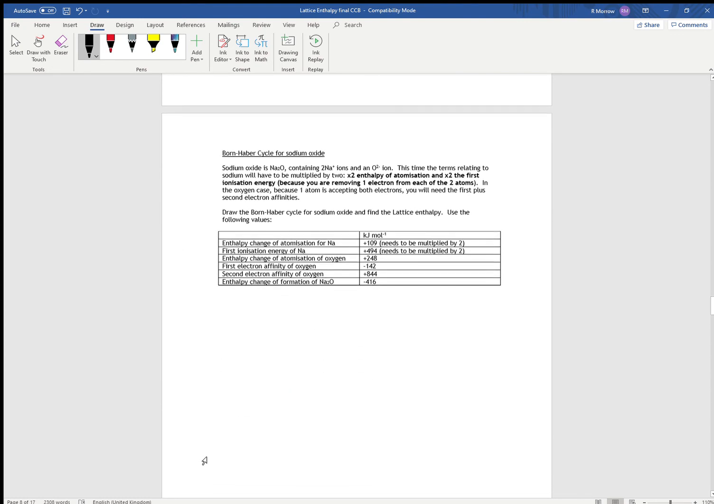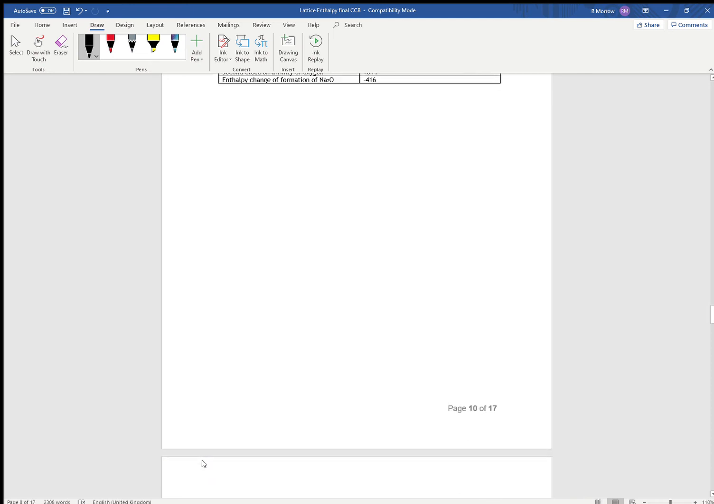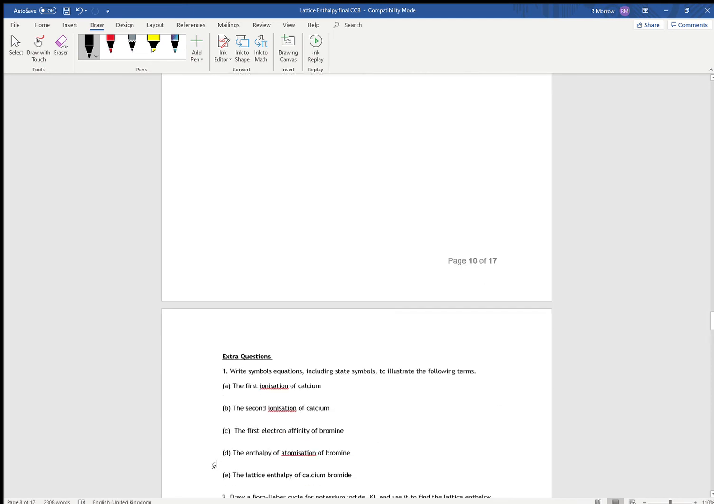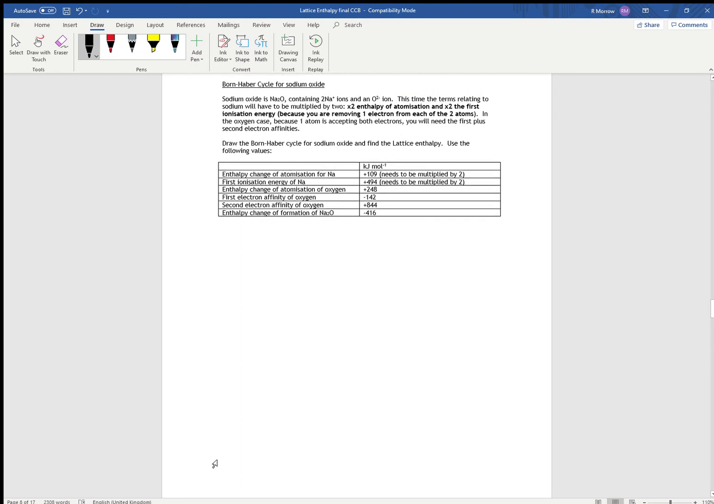Right, I'm going to go down to the next one here. I'm going to skip out the next one and go to the sodium oxide one. I'm doing that just because it will create a few issues that we haven't seen before. It's not particularly difficult, but it's one that we haven't done. So I'll draw it out just to make sure that we're still on the ball and in terms of knowing what's going on.